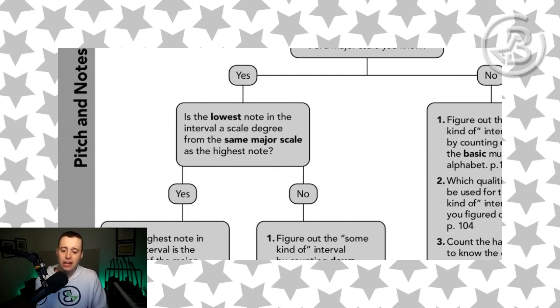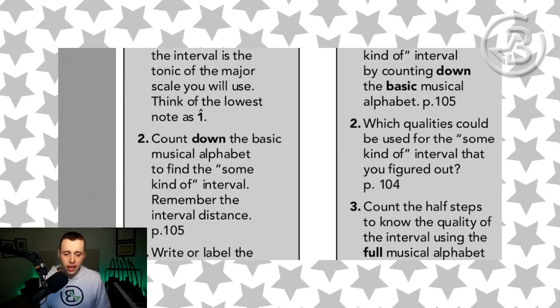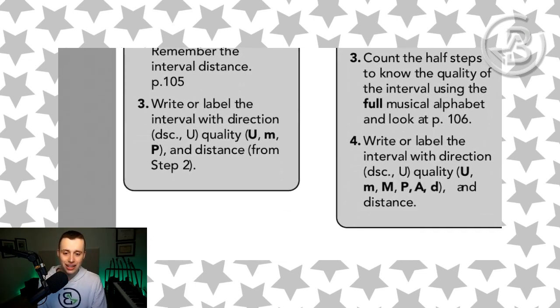But for now, let's say that the top note is C and the bottom note is E. Those are both notes from the C major scale. So you're going to think of the highest note in the interval as 1. Then you're going to count backwards down the basic musical alphabet to get some kind of interval. So from C to E, we go C, B, A, G, F, E. Some kind of sixth. And then for descending intervals, the quality is either going to be minor or perfect. Now, sixths cannot be perfect, and they're also not unison. So sixths are going to be minor, and that's just the way the interval math works out.